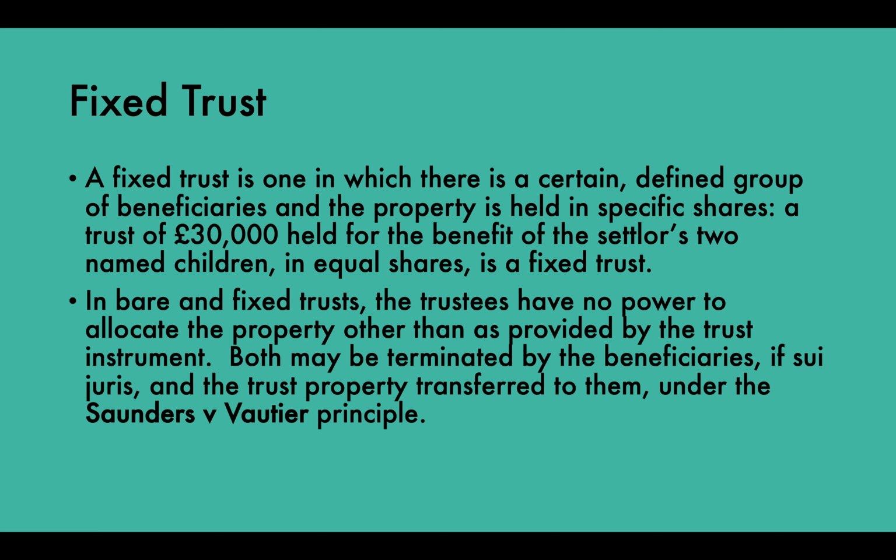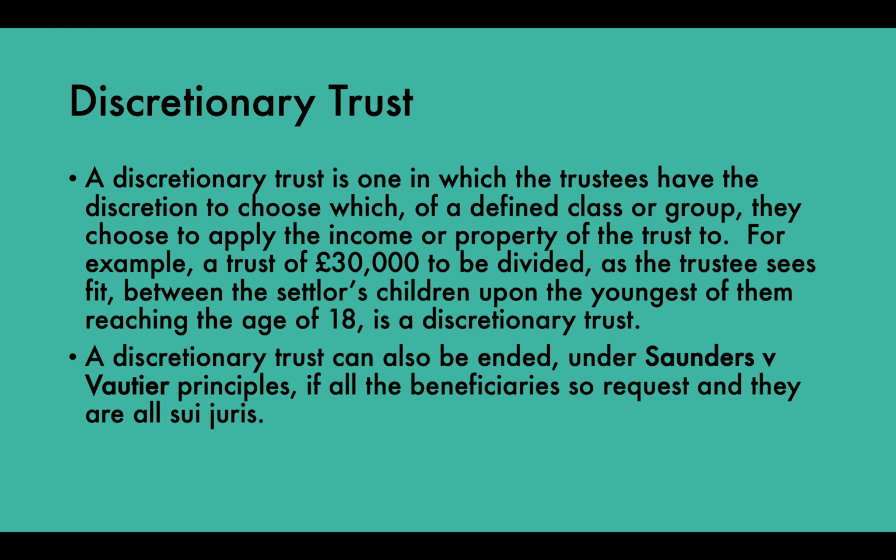Okay, and so that's the fixed trust, and then we also have a discretionary trust. So a discretionary trust is one in which the trustees have the discretion to choose which of a defined class or group they choose to apply the income or property of the trust to. For example, a trust of £30,000 to be divided as the trustees see fit between the settlor's children upon the youngest of them reaching the age of 18 is a discretionary trust.